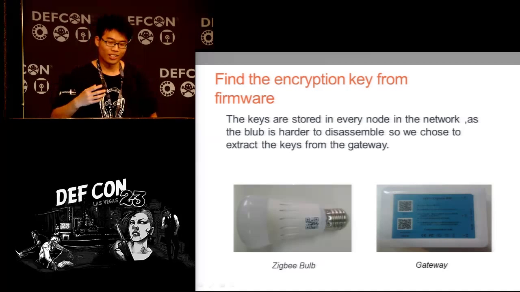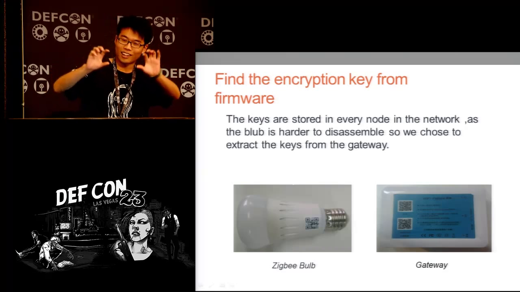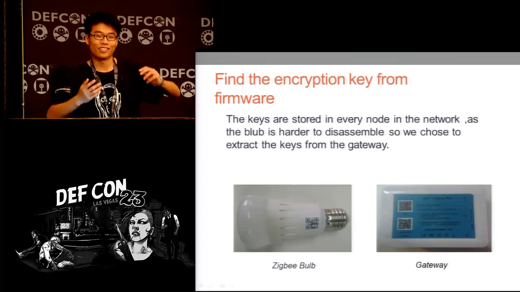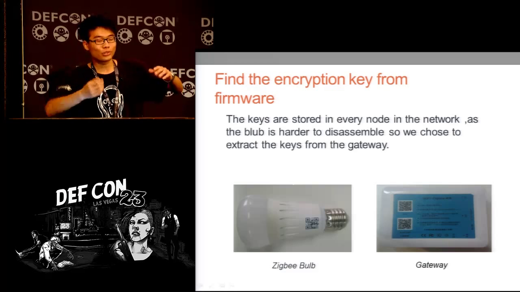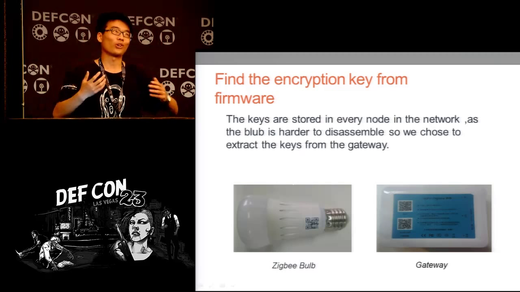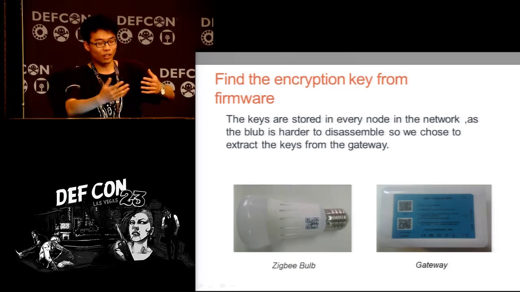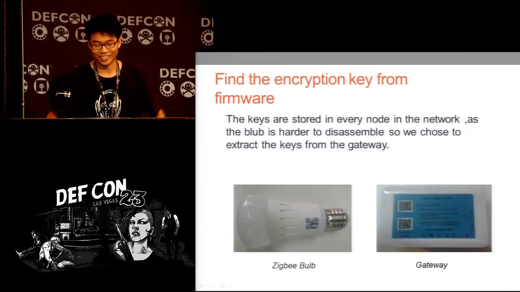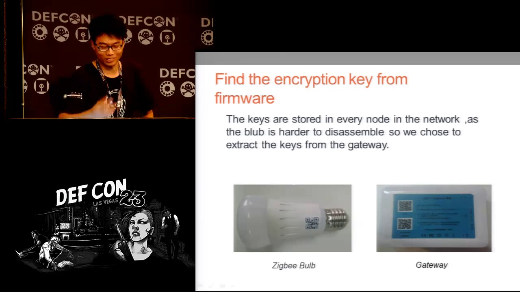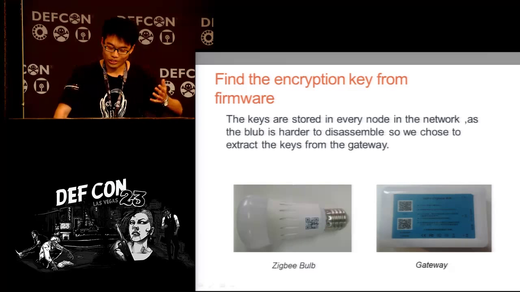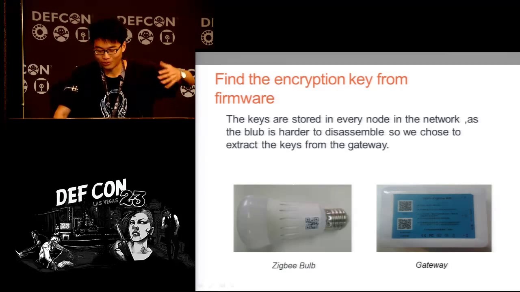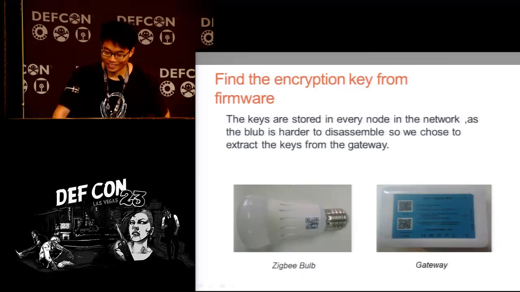So here is the issue. Here is the light, and I tried to disassemble it. I cut it. Well, actually, finally, I used a hammer to smash it. I say, wow, this is a chip. Well, it doesn't work. It's broken. So, yeah, it's my mistake. And I only got one of it. So before I smashed the ZigBee bomb, I tried to disassemble the gateway.